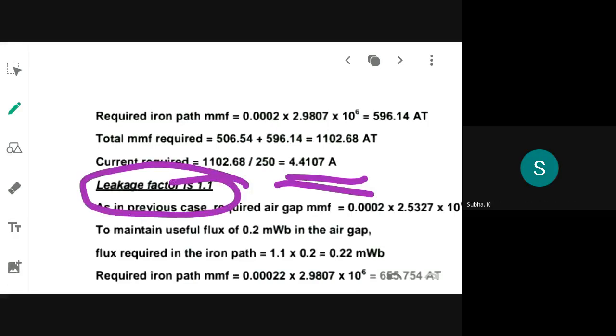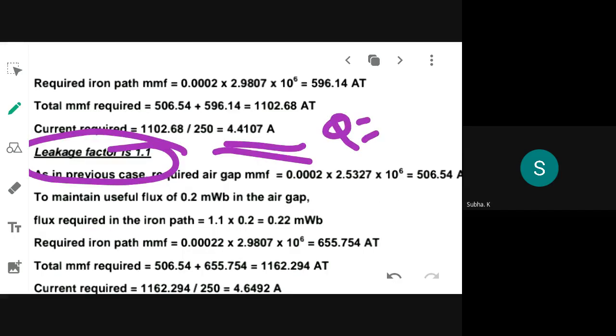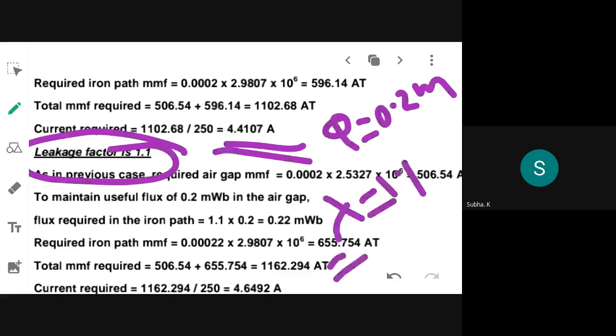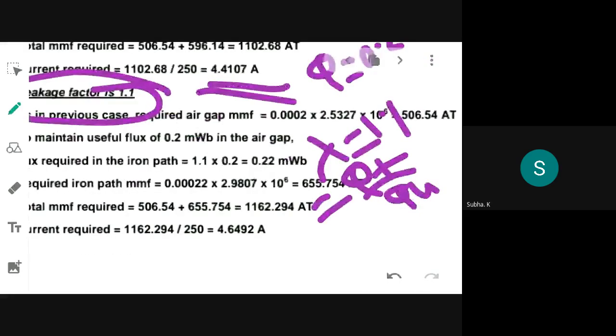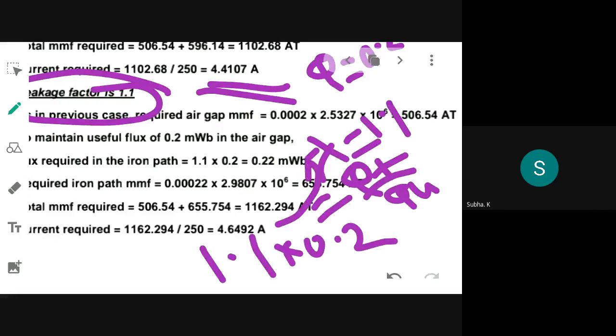Okay, second case when the leakage factor is 1.11. In that case, you know the flux that is given in the problem. That is, I think, 0.2 milliweber. Now, leakage factor lambda is given to be 1.11. That is the ratio between phi total divided by phi useful. So, using that formula, you have to calculate the total flux. So you cross multiply 1.11 into 0.2. That will be your flux in the iron path. This is the only change that you need to do when they are specifying the value of leakage factor. Other things are same.